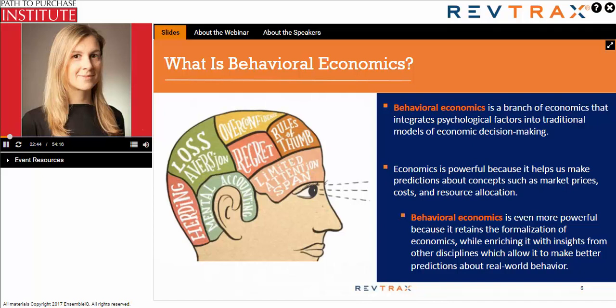But behavioral economics takes everything that traditional economics has to offer and then injects more complexity and realism into the existing traditional models. So in a sense, behavioral economics is even more powerful because it retains the formalization of economics while at the same time enriching it with insights from other disciplines such as psychology, which allow it to make better predictions about real-world behavior. So the bottom line is that people aren't perfectly rational, but at the same time, people aren't completely irrational as well. As some behavioral economists say, people tend to be predictably rational. When I teach behavioral economics, I tend to say that behavioral economics is about rationalizing the irrational.